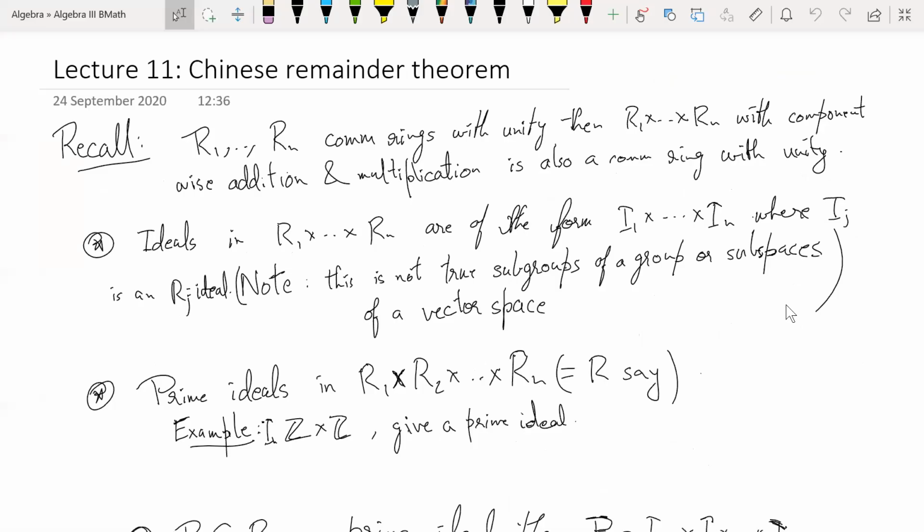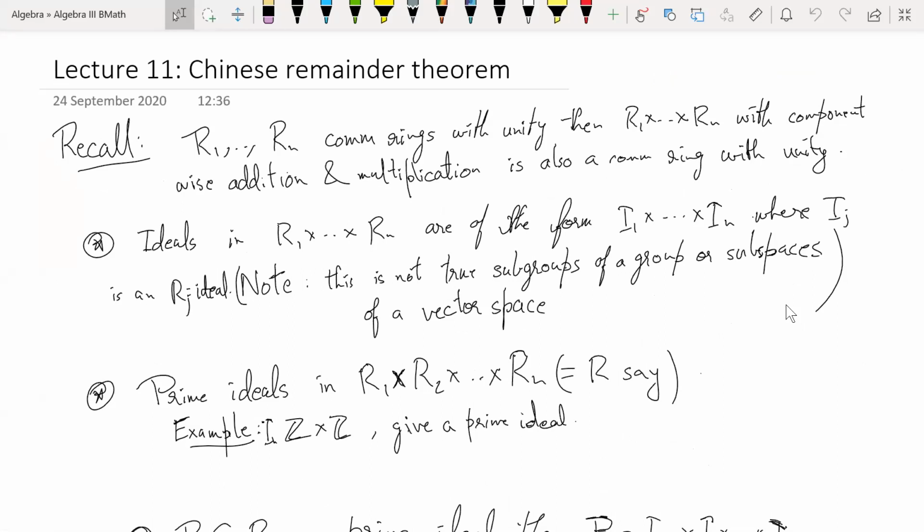Okay, so let's start. Last time we saw what products of rings were, and we were analyzing ideals in products of rings, after discussing a little bit about the Jacobson radical. Today we'll wrap this up with the Chinese remainder theorem.